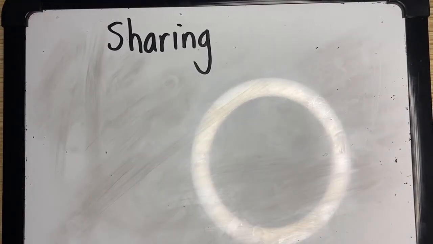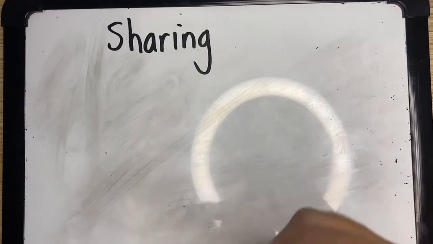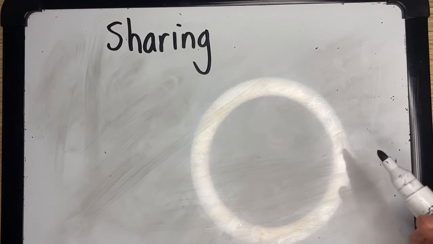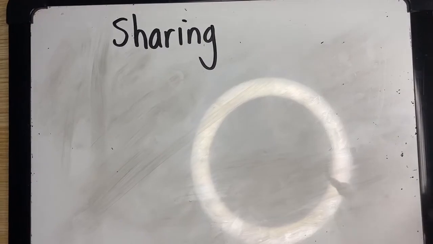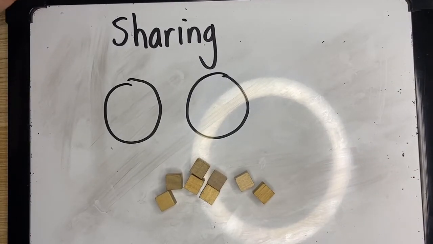Now we've already looked at sharing a couple of weeks ago, and I'm just going to remind you that when we're sharing, we know how many of something we have, and we know how many groups we have, but we don't know how many goes into each group. So here's an example of sharing.